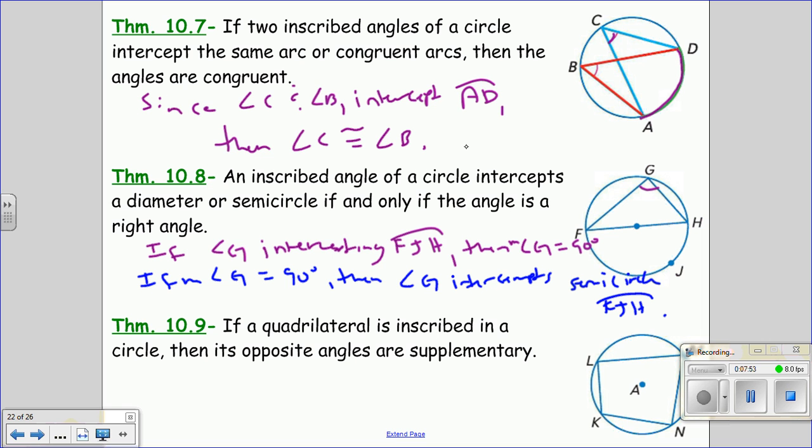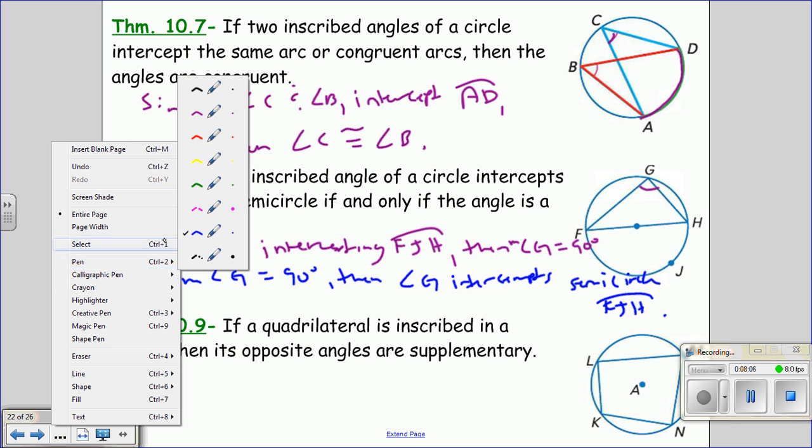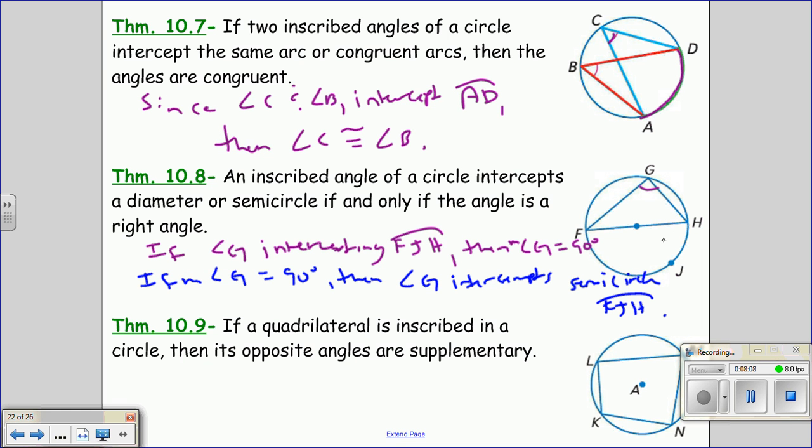But even so, that should make sense because you could go back to theorem 10.6 and show that you already know that FGH is a semicircle, so it measures 180 degrees, right? And we said that the angle G would be in that case half the measure of the arc. So if the arc is 180, then half of 180 is 90. So it's basically tying 10.6 to, or proving that 10.6 is correct.